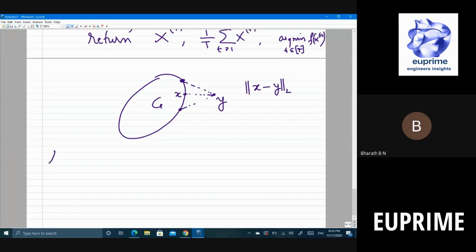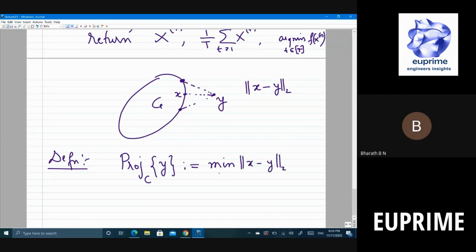So now I can define projection as follows. Well, C is convex, otherwise it doesn't make sense. We'll see why. So the projection onto C of y is defined as: you take the minimum, you look at the distance, the 2 norm of x minus y, you pick all x that is in C such that x is closest. Now this is what projection is.